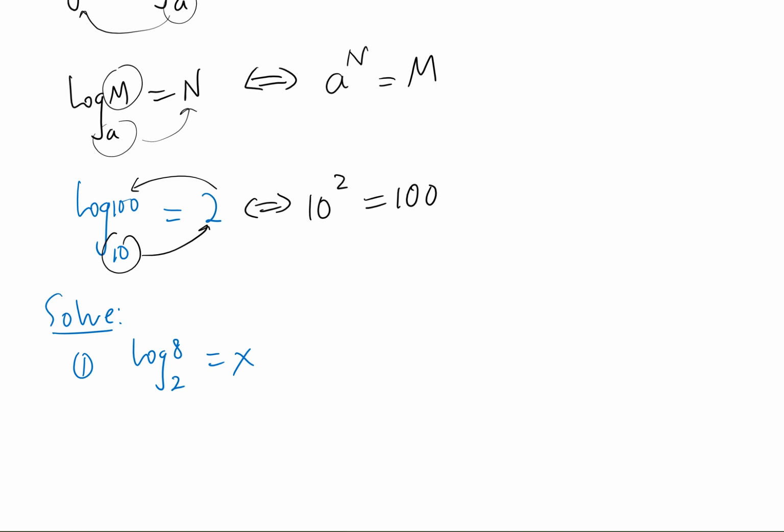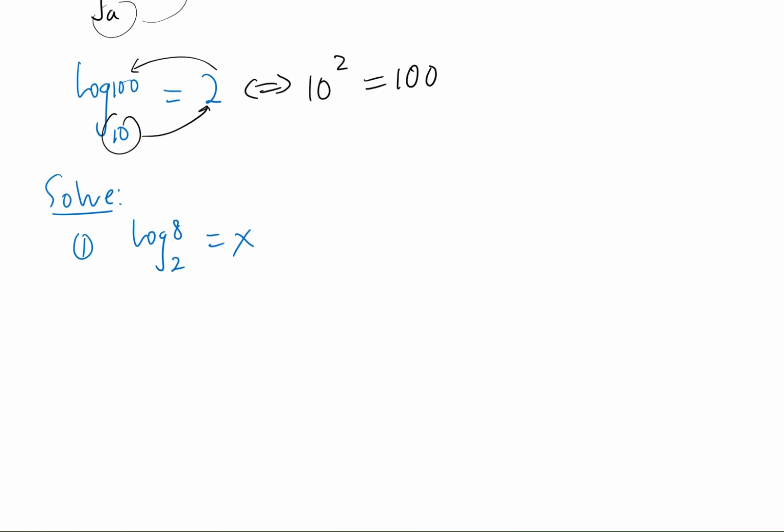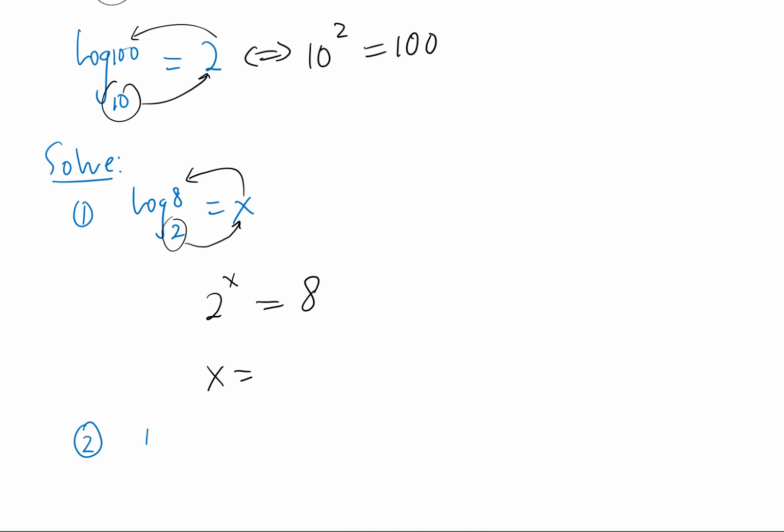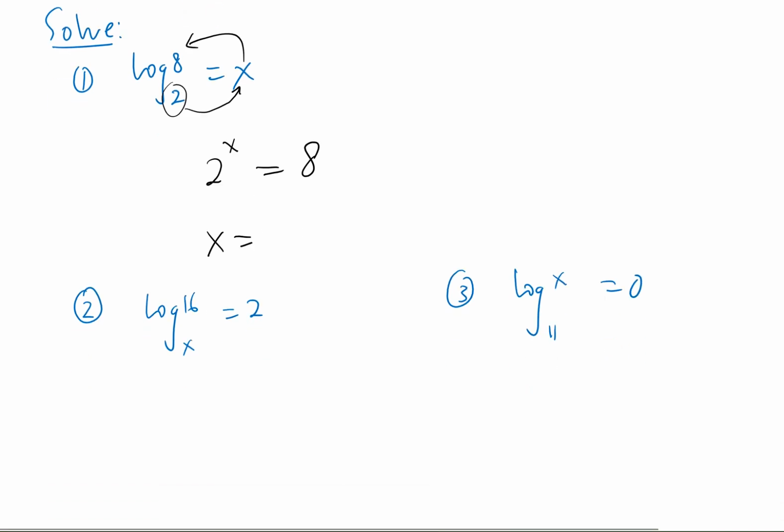Now, what about the next one, the equation here? How do you solve the equation? We follow that definition. 2 to the x equals 8. So what can x be? What is the x value that would make this 8? What is it? 3. Yes, 3, because 2 to the third is 8. Try the next two.